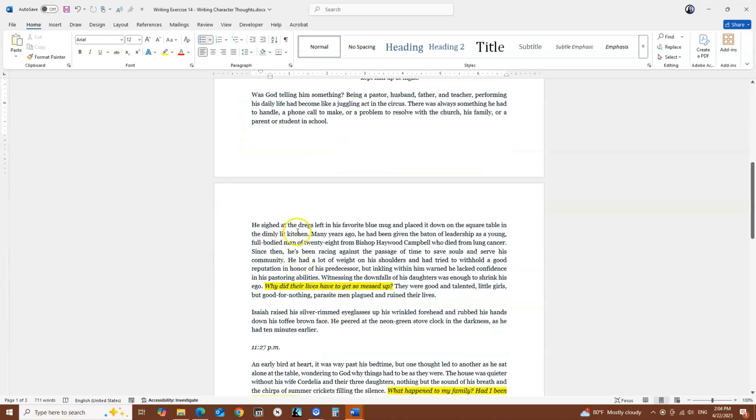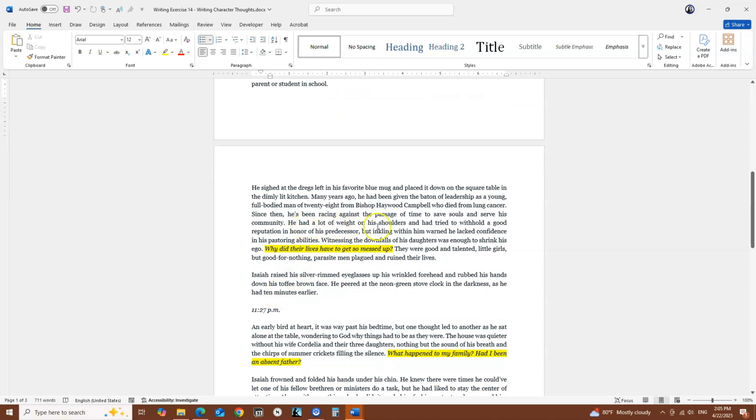He sighed at the dregs left in his favorite blue mug and placed it down on the square table in the dimly lit kitchen. Many years ago he had been given the baton of leadership as a young, full-bodied man of 28 from Bishop Haywood Campbell, who died from lung cancer. Since then, he's been racing against the passage of time to save souls and serve his community.